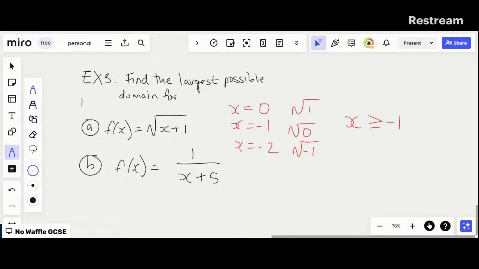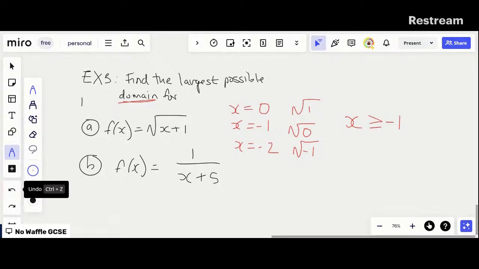Now, don't get confused when it says largest possible domain, thinking that's the biggest possible value you can input. No, the largest possible domain is the largest possible number of values you can plug in for x, and that is when x is greater than or equal to minus 1.